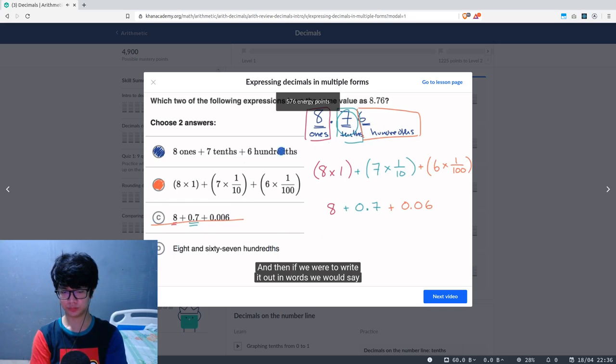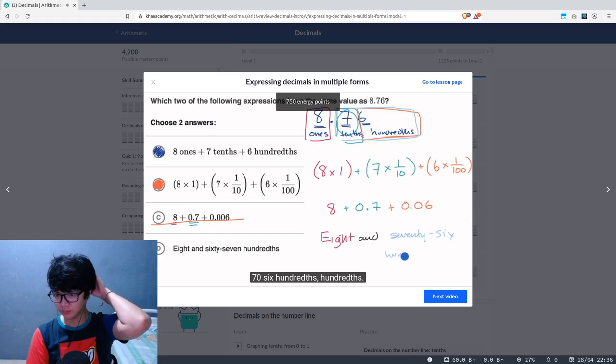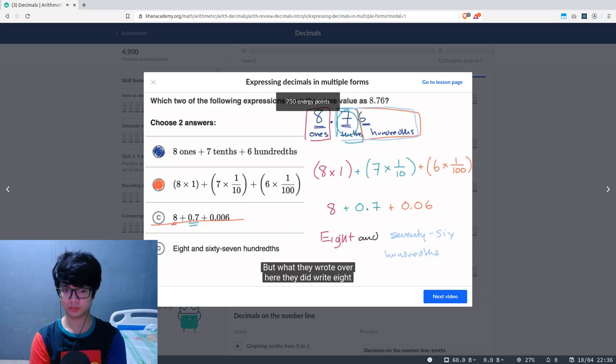And then if we were to write it out in words, we would say 8 and 7 tenths and 6 hundredths. Or what's normally done is you express it in the most precise place that you have. So you could view 7 tenths as 70 hundredths, or you could view the whole decimal part as 76 hundredths. So it could be 8 and 76 hundredths. But what they wrote over here was 8 and 67 hundredths. A little tricky. So we would rule that one out as well.